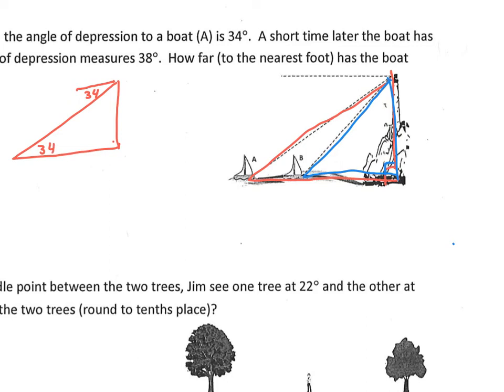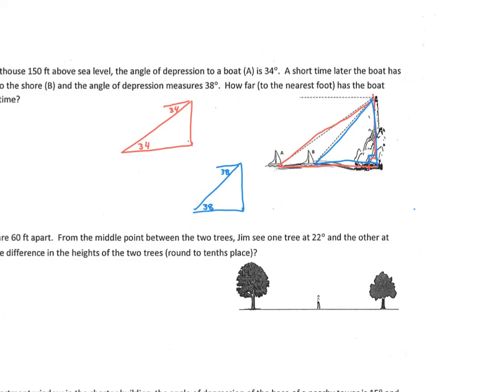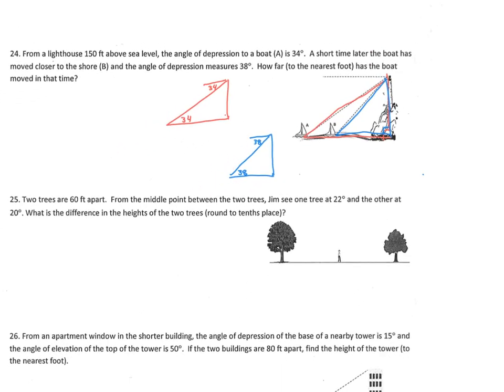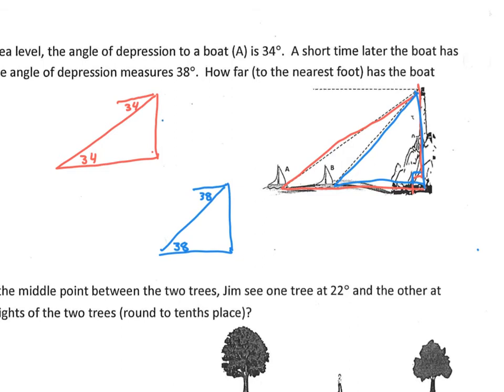And then the blue triangle, that is an angle of depression of 38 degrees, where that's this 38. So marking up this diagram, what else do we know? We know that the lighthouse is 150 feet above sea level. So we know that this is 150 feet. So that means that we can find these distances.